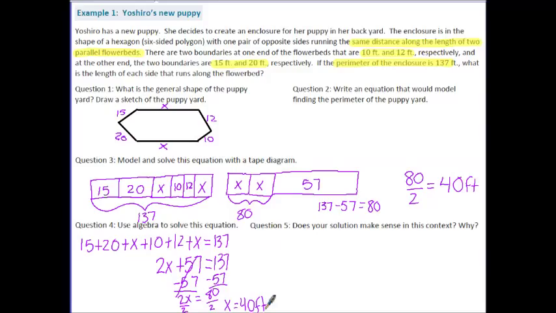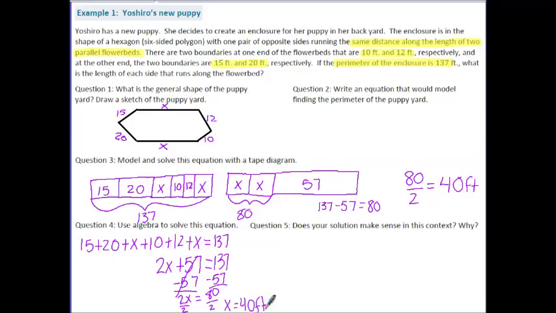Part 5. This is really an important question that a lot of people forget to do. It's reflecting on your answer and seeing if it makes sense in the context of the problem. So if we had gotten an answer that was something like 150 for x, well, if you just add up the two x's, 150 and 150 is 300, but our total perimeter is only 137. So you have to really reflect on your answer and see if it's a reasonable answer.